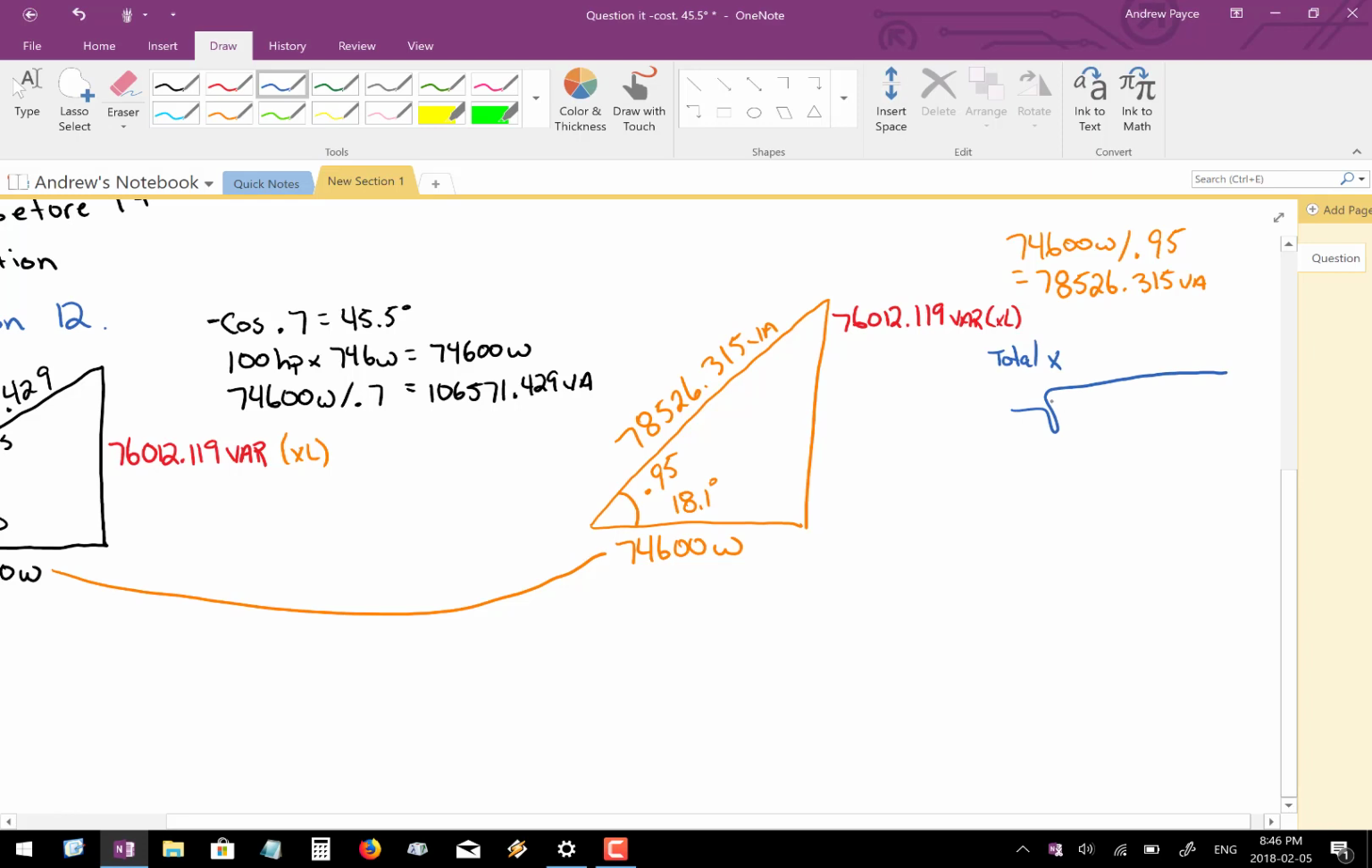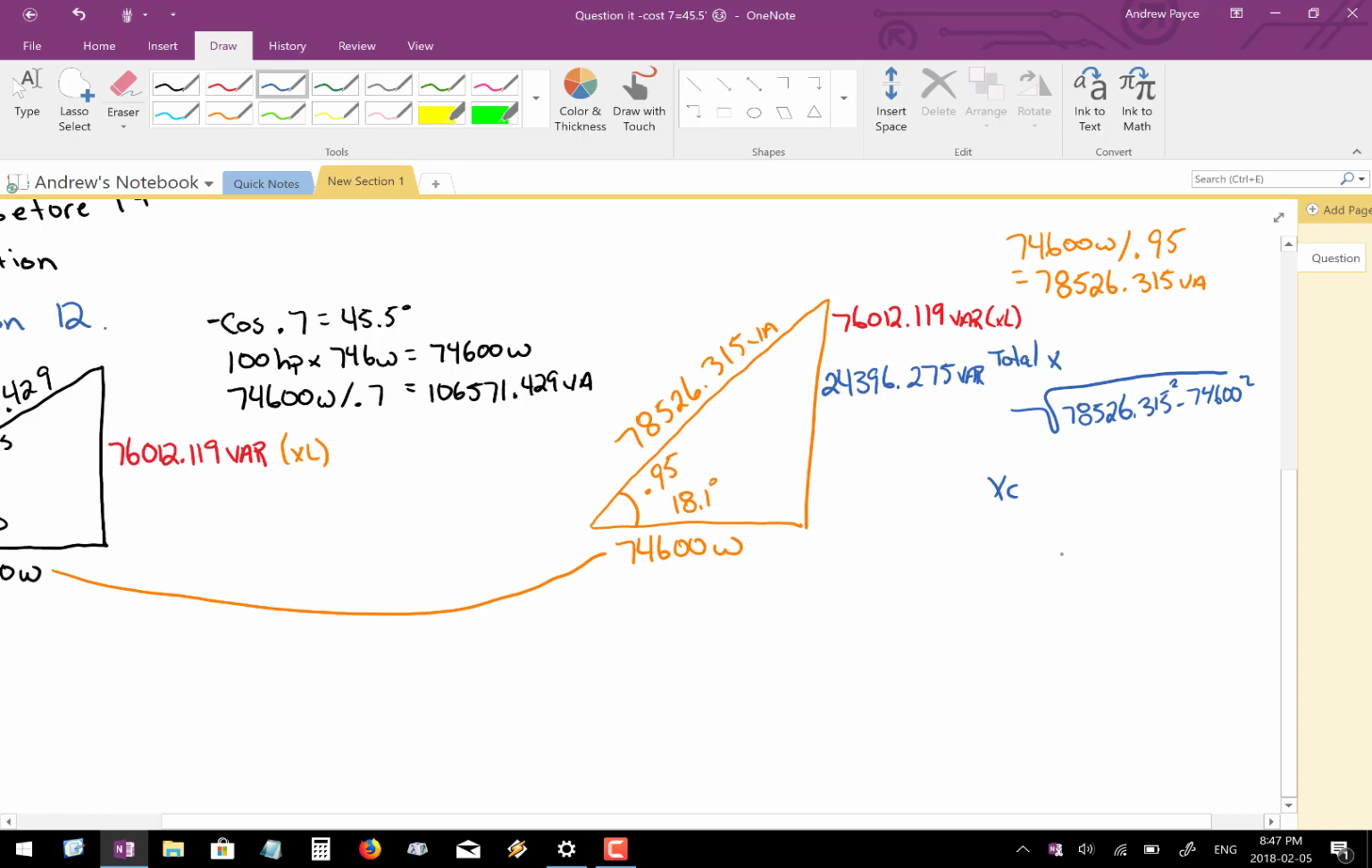X total would equal the square root of 78,526.315 squared minus 74,600 squared. And you should get an X total of somewhere in the neighborhood of 24,396.275 for X total. Now I need to find the VARs of the capacitor bank, so XC.